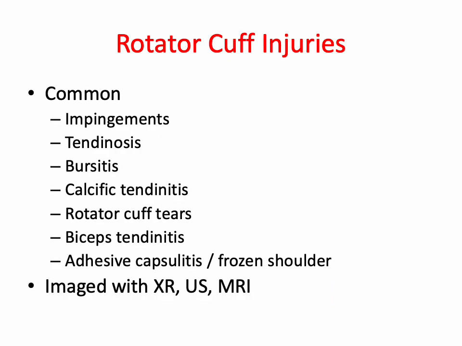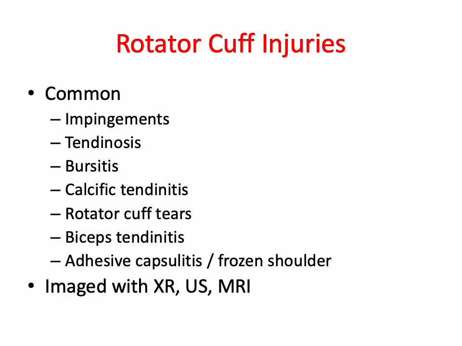Now to talk about rotator cuff pathology. Rotator cuff injuries are relatively common, and they range from impingement, which is a limitation of joint motion caused by protruding soft tissue or bony structures, which cause entrapment of soft tissue resulting in pain. Tendinosis, which is a chronic degradation of tendon with damage at a cellular level. Bursitis, which is inflammation of a bursa in the shoulder, most commonly the subacromial and subdeltoid bursa.